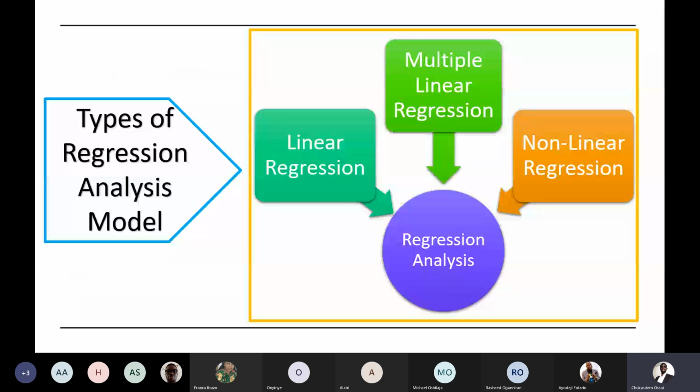Unlike the multiple linear regression model, which is used where you have one dependent variable and up to 2 or 3 independent variables. That is, as the 2 or 3 independent variables are changing, what effect does it have on the dependent variable?